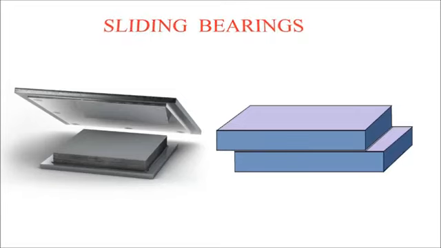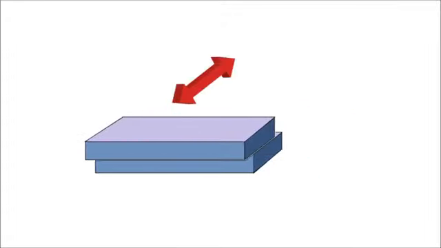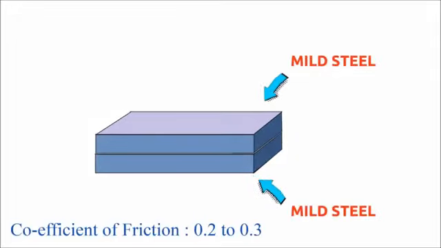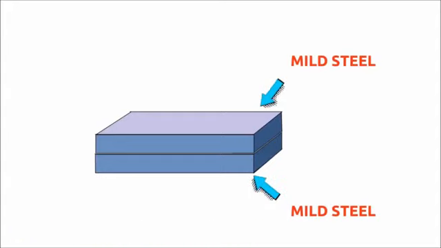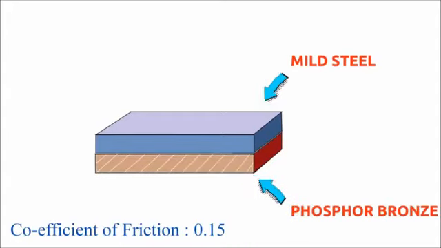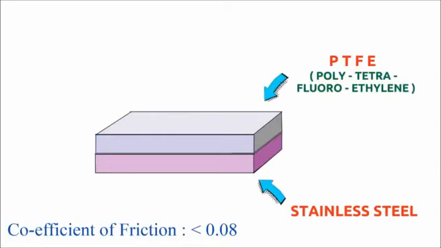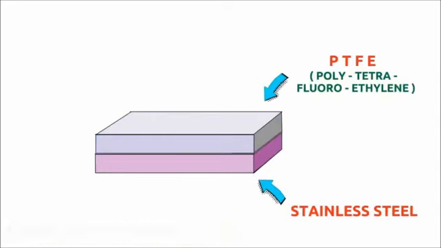Sliding bearings. It is a simple arrangement of two plates sliding over each other. These bearings permit translational movements in the longitudinal direction as well as in the transverse direction, but no rotational movements are permitted. When a mild steel plate over a mild steel plate is used in a sliding bearing, the coefficient of friction will be between 0.2 and 0.3. The coefficient of friction will be 0.15 when mild steel over a phosphor bronze plate is used, and the coefficient of friction will be less than 0.08 when PTFE is used over a stainless steel plate.